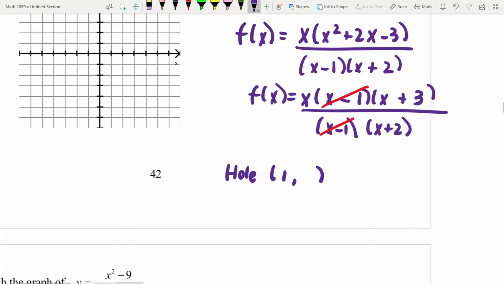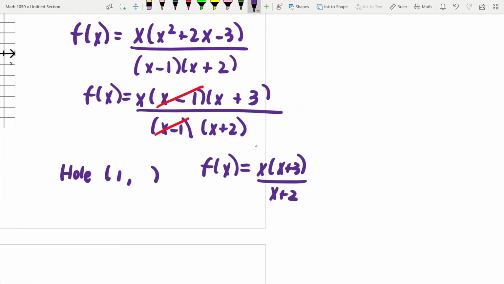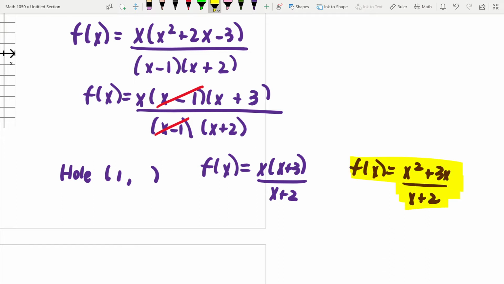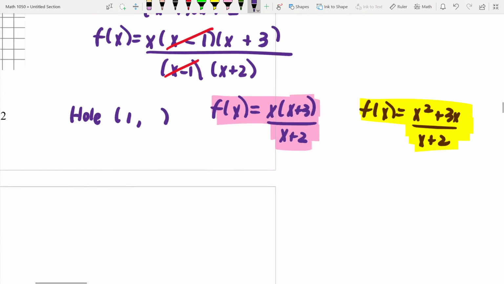Yeah. So I'm going to go f of x equals x times x plus 3 over x plus 2. I'm also going to write a multiplied out version, which would be f of x equals x to the second plus 3x over x plus 2. I always like to see a multiplied out version and a factored version of the final reduced equation in front of my eyes, because sometimes I look at one and sometimes the other. What should I do now?